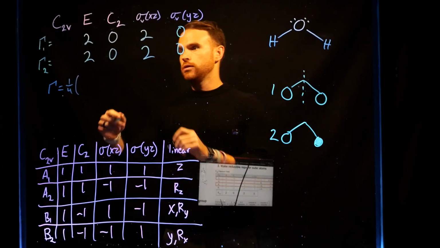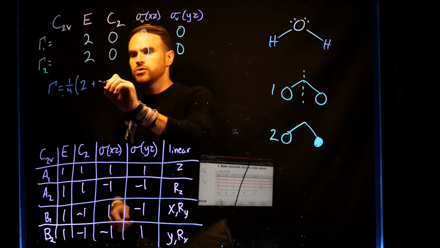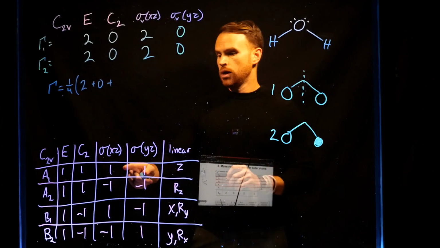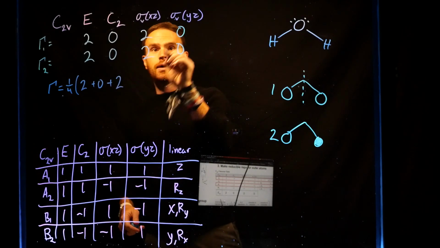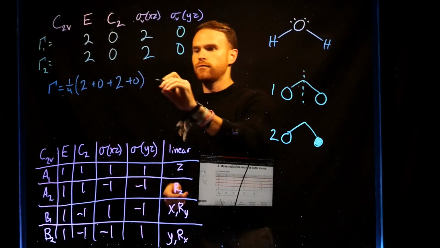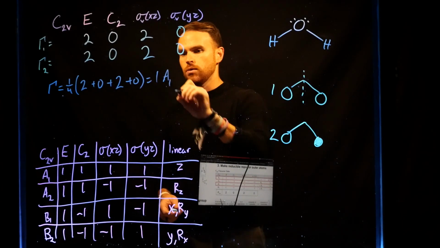2 times 1 times 1 is going to give us 2. The next one is 0, so I don't need to do any math for that. 1 times 2 times 1 is 2. And then this one is also going to be 0. So that 2 plus 2 is 4 divided by 4 is equal to 1. And that tells us that there is one A1.